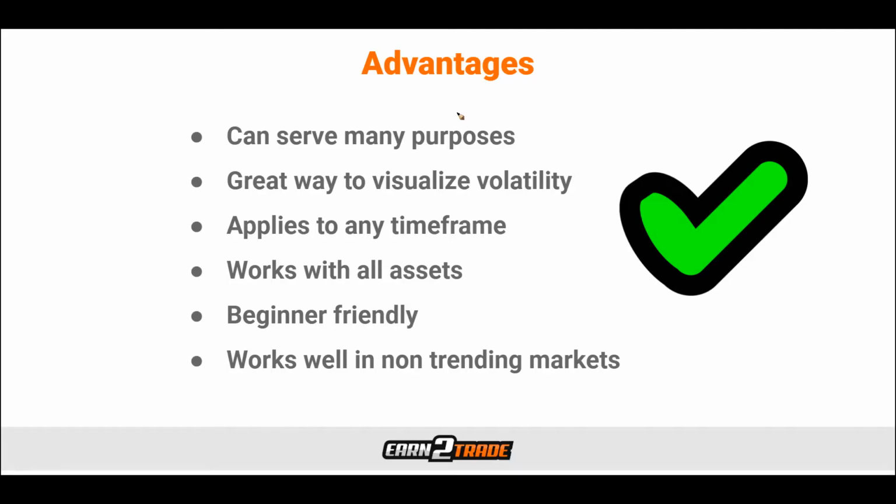The advantages of using the Donchian channels come quite easily identifiable. We know that it can serve as a multi-purpose tool because it's helping us identify volatility as well as potential reversal points and identify current trend status. Then we also know that a good advantage of it is it's a great way to visualize that volatility, which comes into that multiple purpose category. We also know that it applies to any time frame. So once again, this makes it very applicable regardless of where you want to use it, and then it works with all assets. It's not just something that's going to work with just crude oil and not the ES, for example. It can be applied to anything.